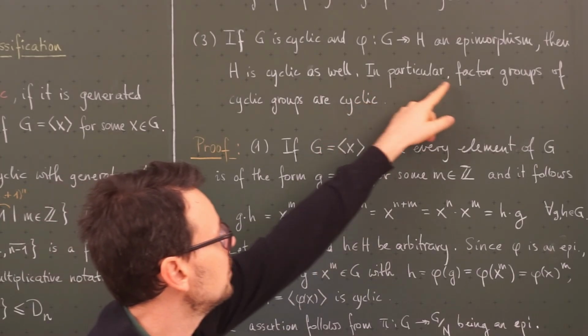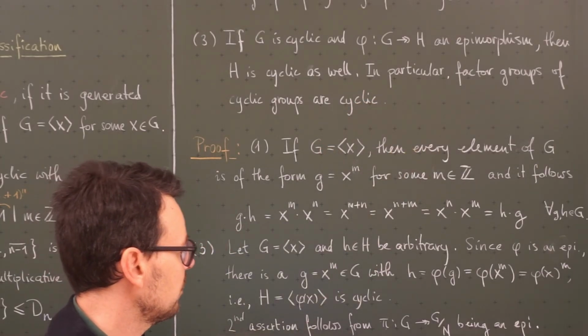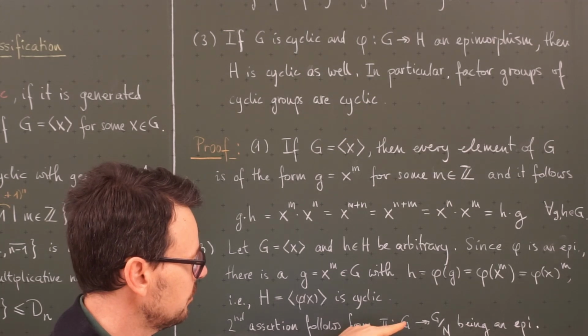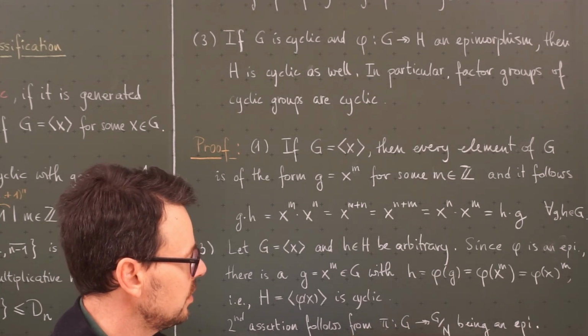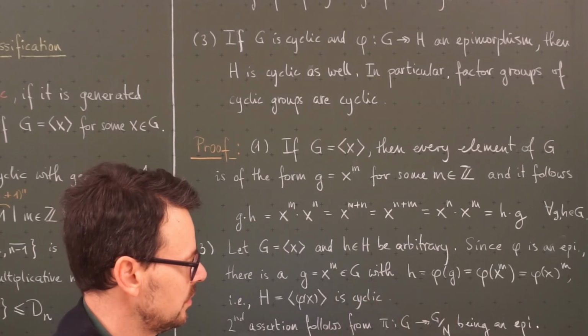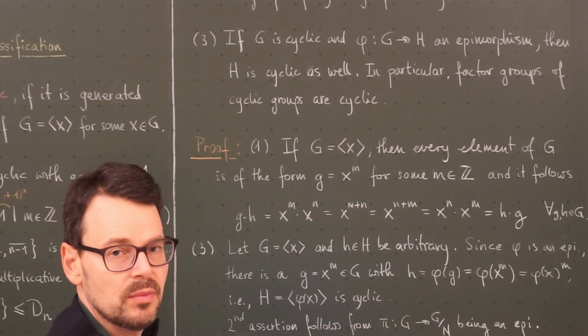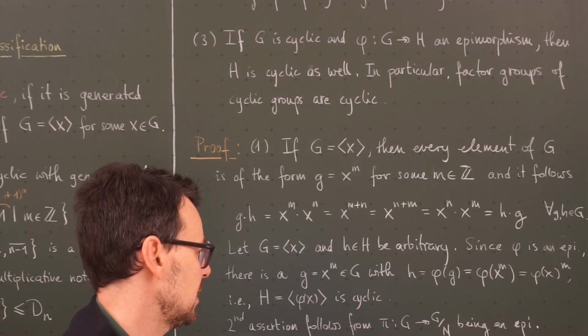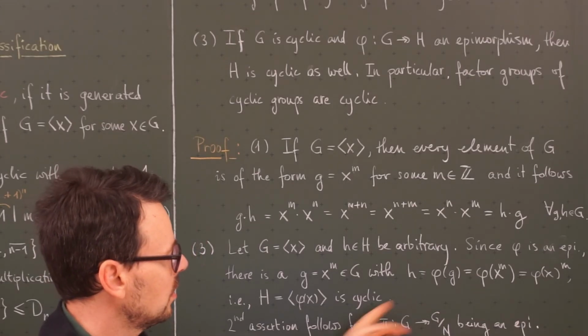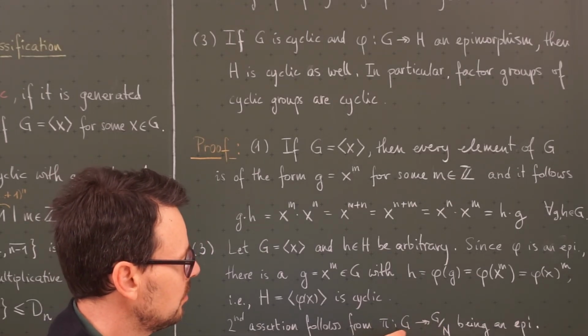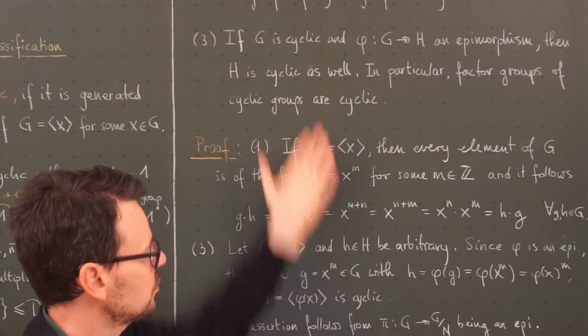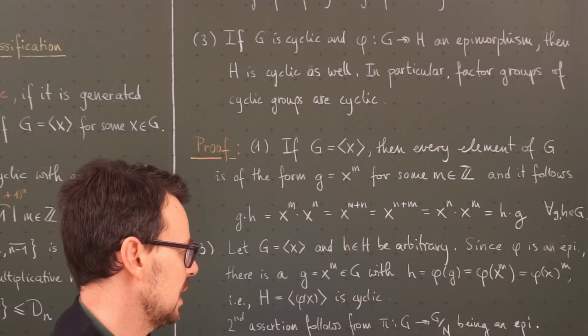And now here, this assertion follows simply from the fact that the canonical projection from G to the quotient group G mod N that sends an element to its left coset is an epimorphism. We proved that and used that several times. So this is an epimorphic image of G, and we just showed that then it also must be cyclic.